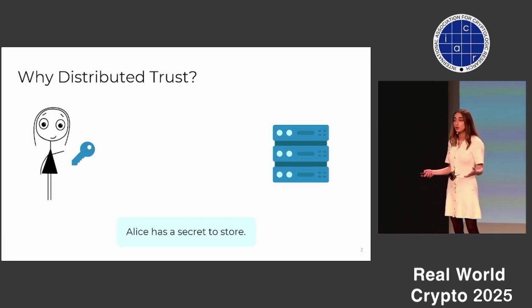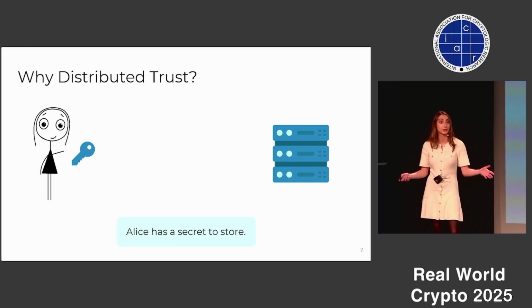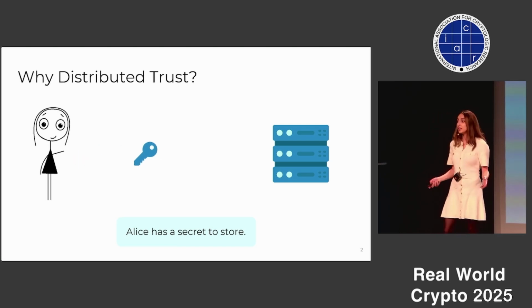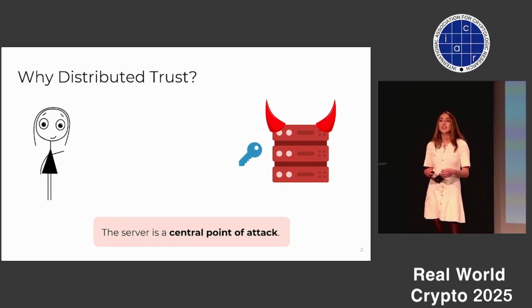So what is distributed trust and why is it useful? Well, suppose a user, Alice, has a secret to store. She can store it on a server, but what if that server is malicious or compromised? In this case, the server is a central point of attack.